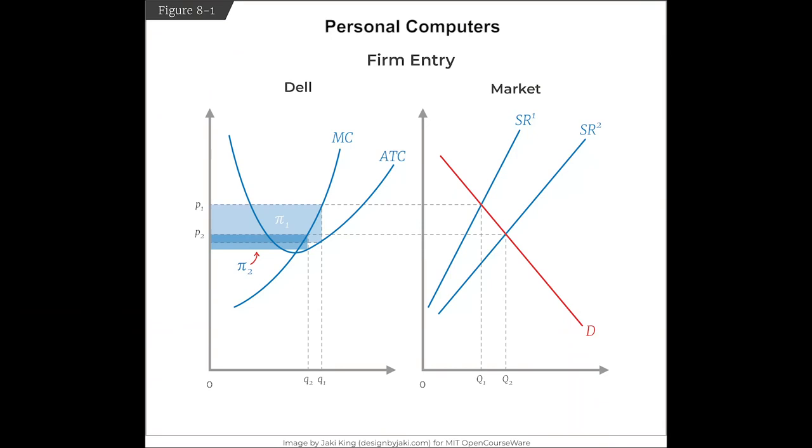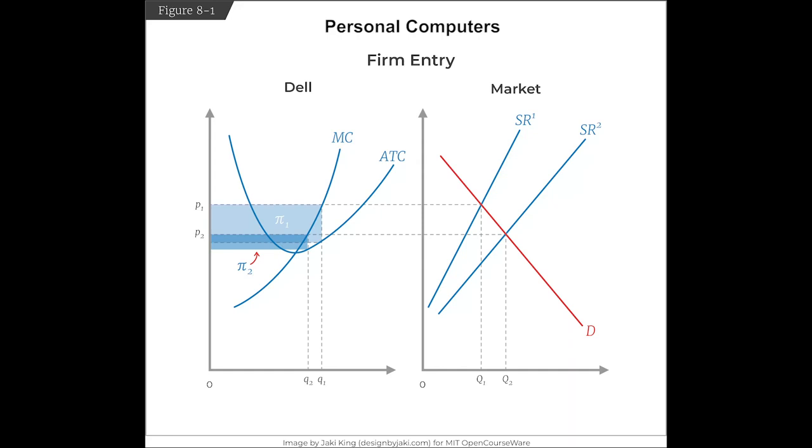The short-run market cost curve was SR1, and the demand was D. We're starting on the right and going from the right to the left. The initial market in 1990 was a short-run cost curve of SR1 and a demand curve of D. At that intersection, the price was P1.